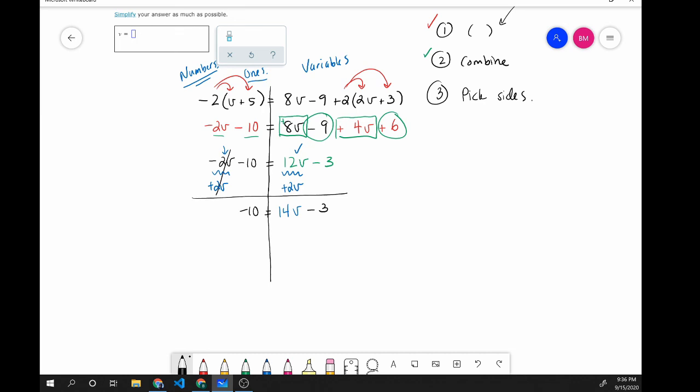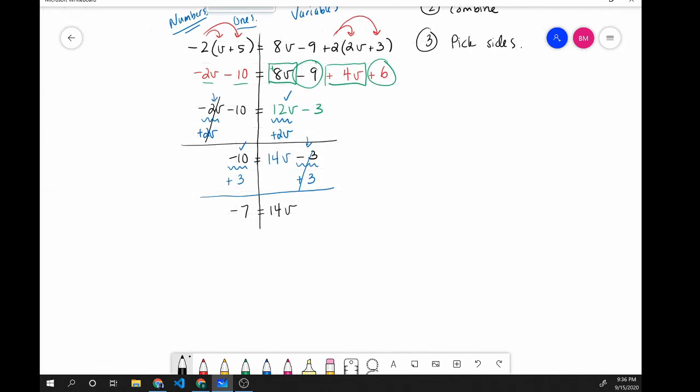Now I see that I have all my variables on that right-hand side, but this needs to move because this is good over here on the numbers side, but that minus 3 has to move. So to get rid of a minus 3, I'm going to do the opposite, or the inverse operation. I'm going to add 3. Negative 10 plus 3 is negative 7 is equal to 14v. And I know that that's going to be a multiply there, so I'm going to divide, do the inverse operation again to get rid of that. So v is equal to, and this will simplify to negative 1/2.